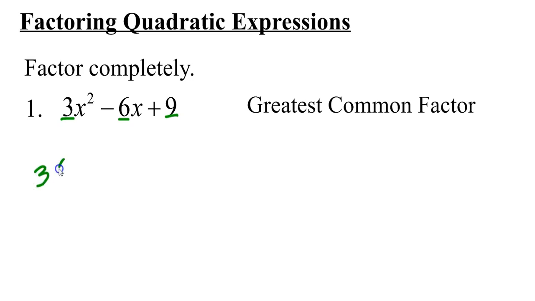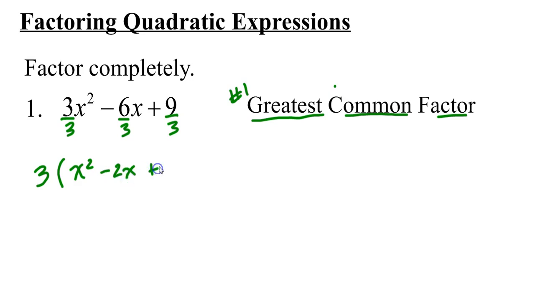Okay, so I'm always looking for the GCF first. Let's make that note. Always look for this first, right? GCF. Always look for that first. Number 1. So I'm going to divide each of these terms by that GCF, by that 3, and inside the parentheses, I'm going to write down what's left. So 3 divides, so I've got an x squared minus 2x plus 3.